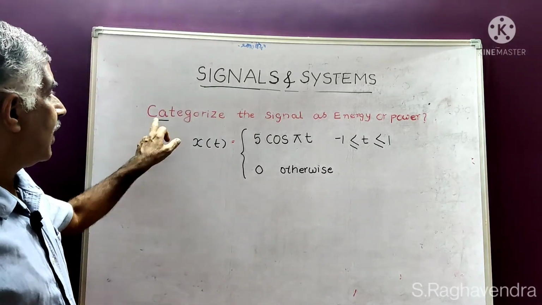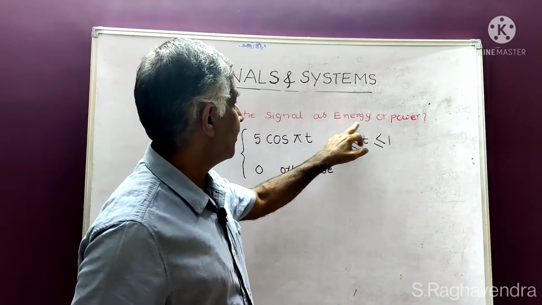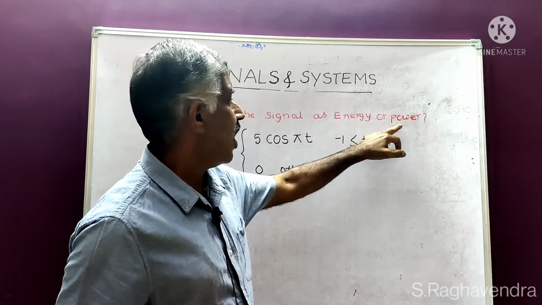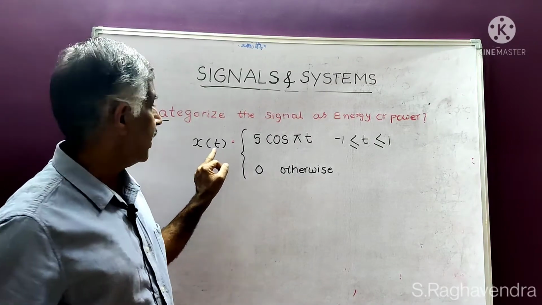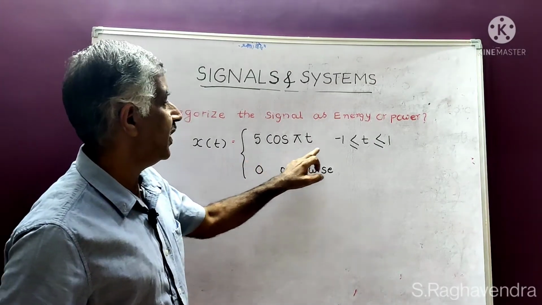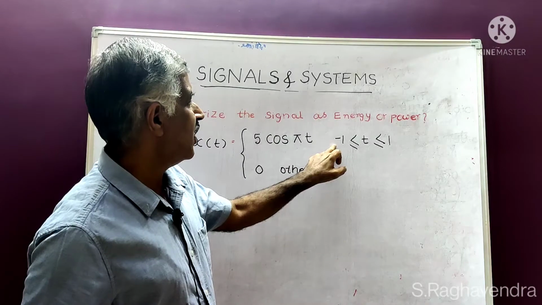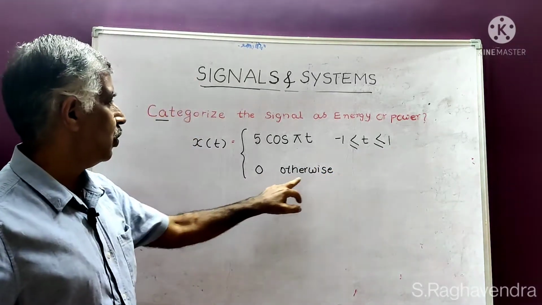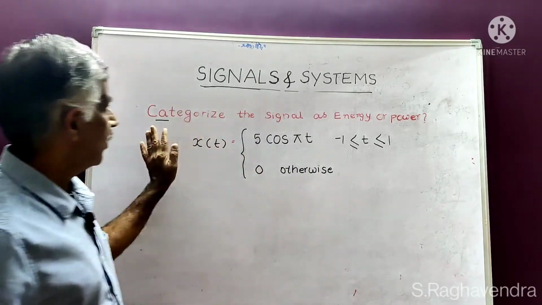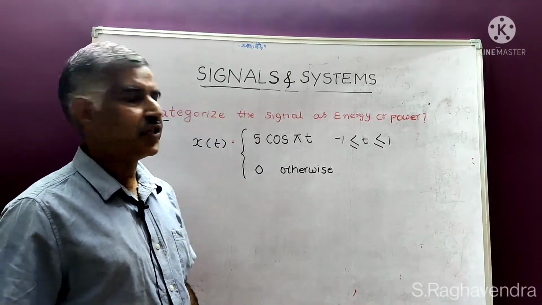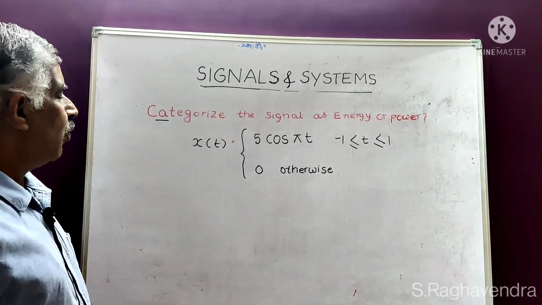Now categorize the signal as energy or power. x of t equal to 5 cos pi t from -1 to 1 and 0 otherwise. Now this is the problem. First let us go for energy.